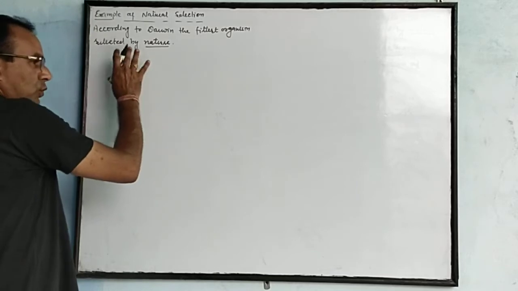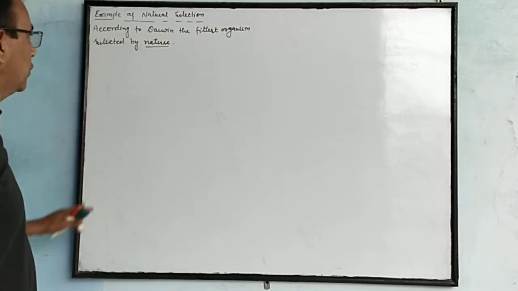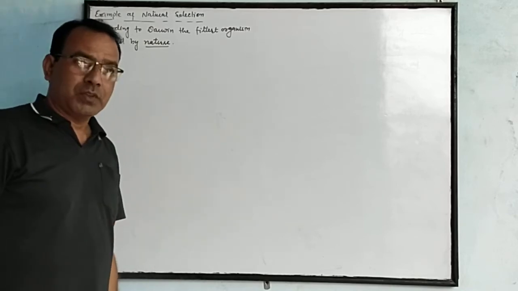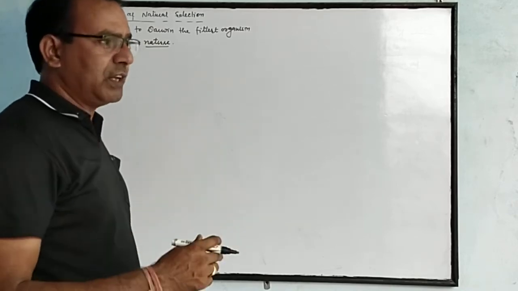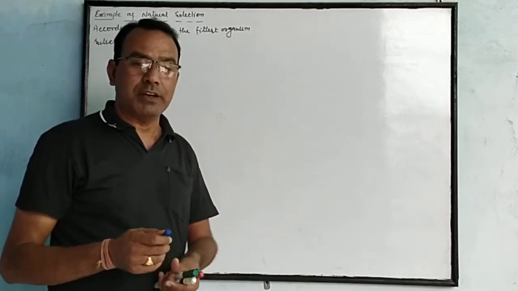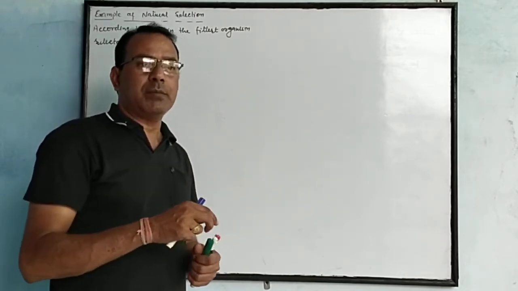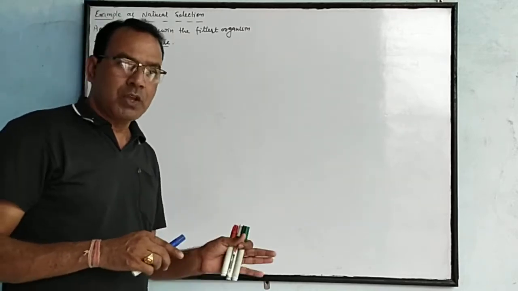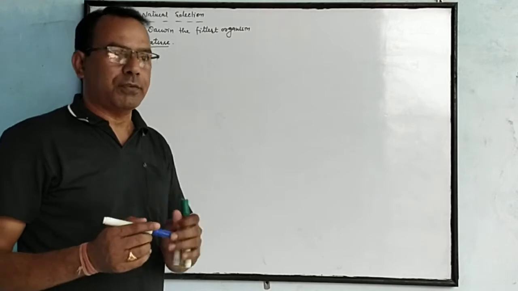Clear? Just to show this natural selection, he proposed an example, and that example showed how organisms can convert themselves according to the natural condition. If the organisms convert themselves according to the natural condition, they will survive, or otherwise be eliminated from the earth.